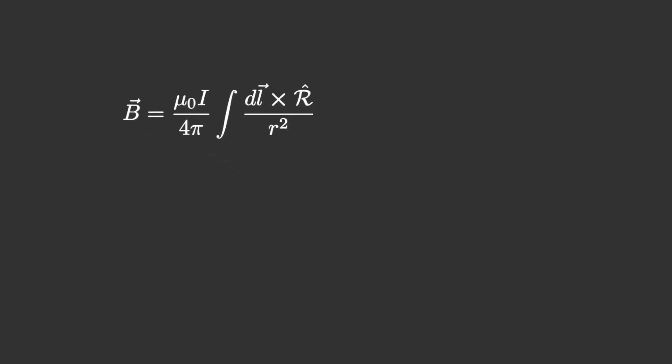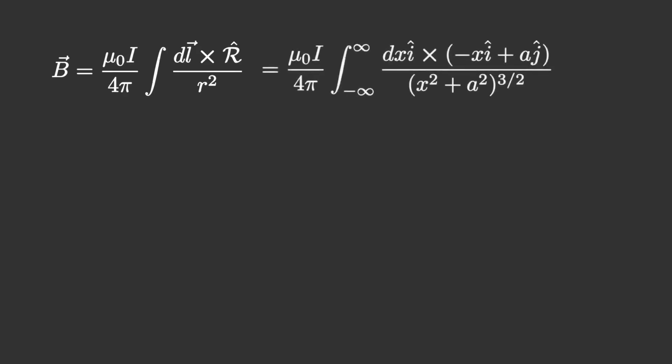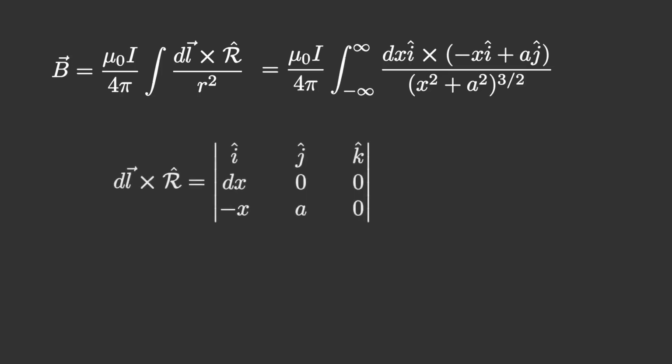Now that we've defined all the terms in this equation, we can now finally solve the problem. Substituting what we found previously for dl as well as r hat and the little r squared, our integral turns into this. Now, to move this integral to a more solvable form, we'll have to solve that cross product. If you're unfamiliar with how to solve a cross product, 3Blue1Brown has a great video on how to solve it.